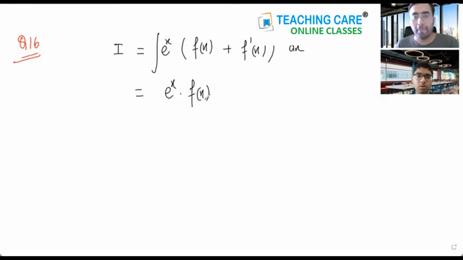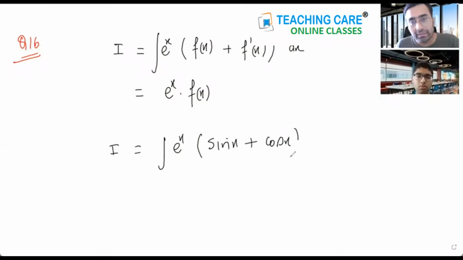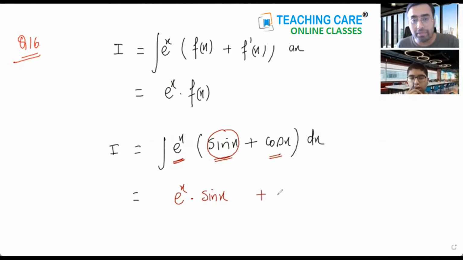That's the answer. See, if a question is to integrate e raised to the power x times (sin x plus cos x) dx, in that case what you will see is e power x was there. This is the function f(x) and this is the function f dash x. So you will get e raised to the power x and then f(x). What is f(x)? f(x) is sin x, so you will write sin x here, plus c. Done. This is a shortcut. Now 16th is done. You can note it down.